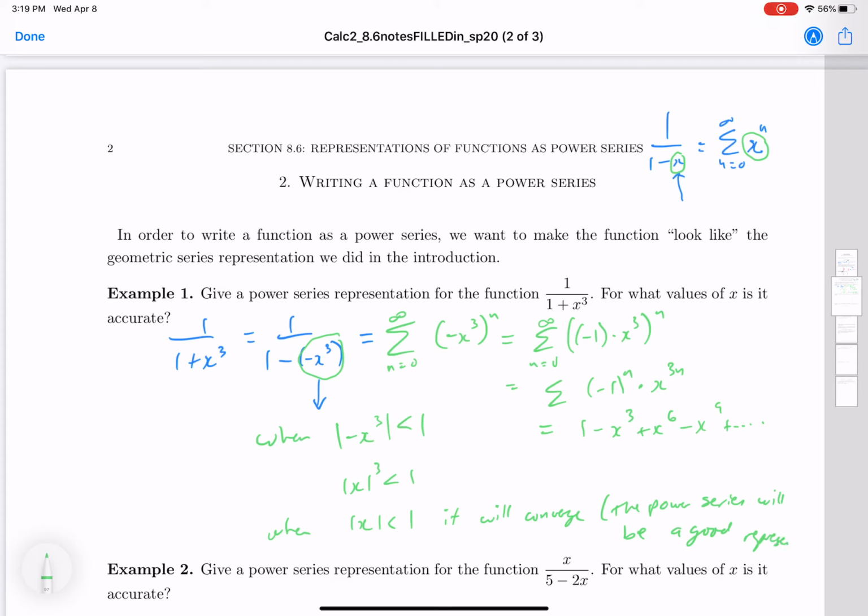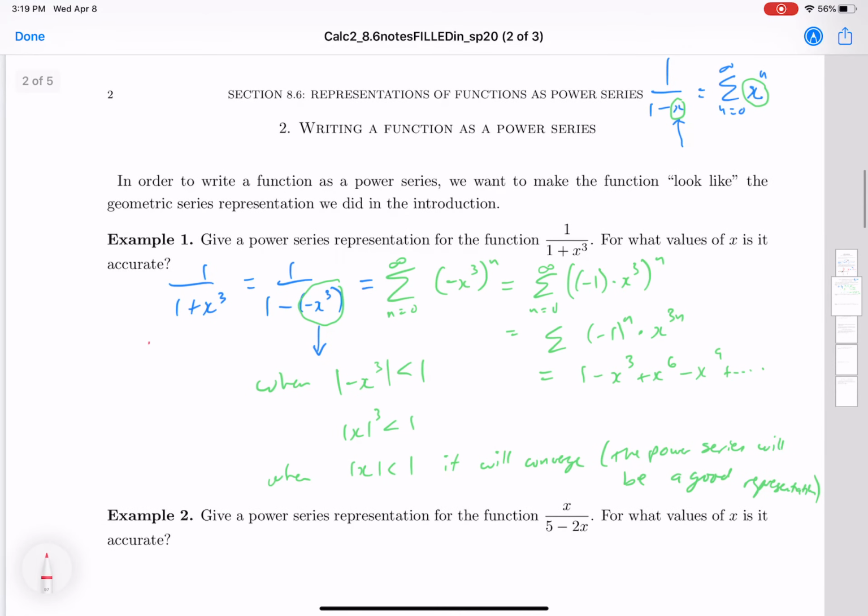So if I graphed this, let me phrase that a couple different ways. If I graph 1 over 1 plus x cubed, the same way I did on Desmos before, and then I started graphing 1 minus x cubed, 1 minus x cubed plus x to the 6, 1 minus x cubed plus x to the 6 minus x to the ninth. Each of those graphs, as I add in more and more terms, will get closer and closer to the original graph. And for values outside of -1 to 1, like if I wanted to plug in x equals 14, this representation would not work very well.